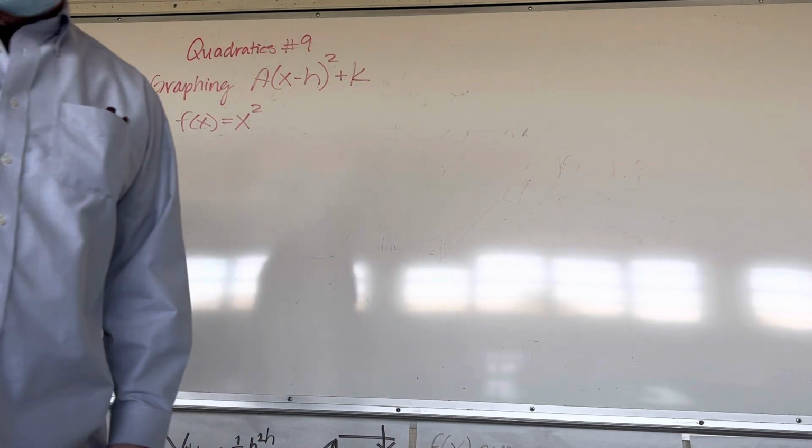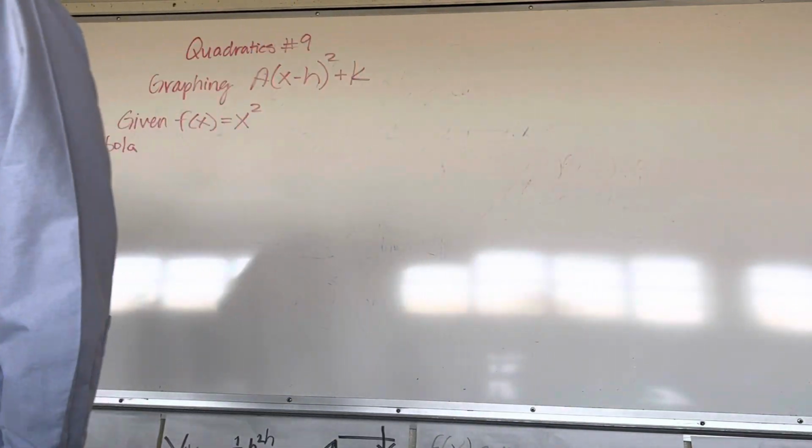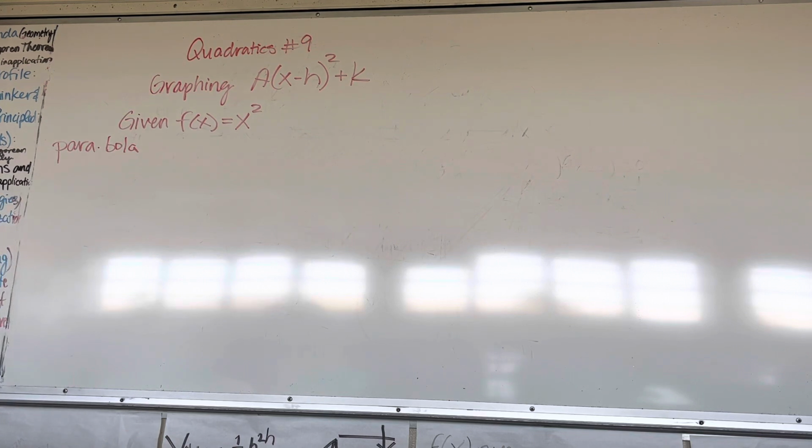Good. Now, if you've already pulled it up, I want you to go in and put a negative in front of the x squared. Just right in front of the x squared, put your cursor and put a negative in front of it.